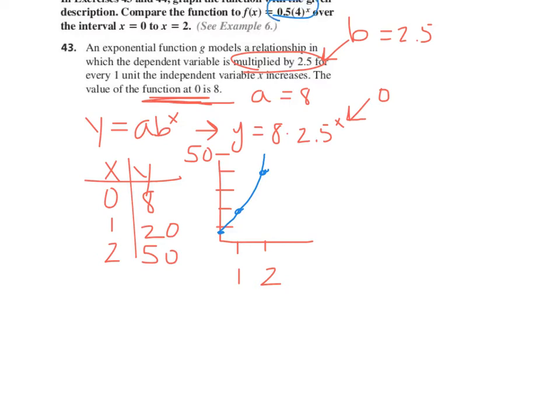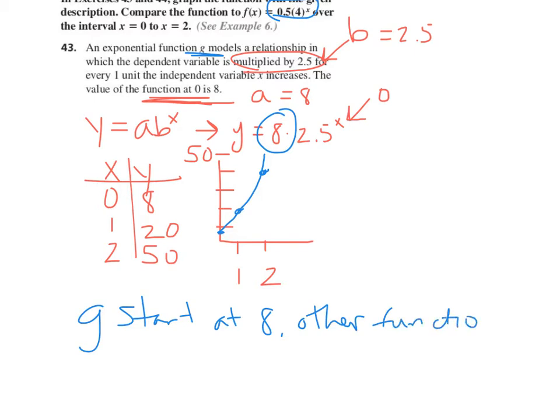So if I'm going to compare that, I can see, first of all, the a value in that equation I just circled is 0.5, while the a value in this one was 8. So this function g is going to start at 8. The other function starts at 0.5. So g starts at a larger amount.